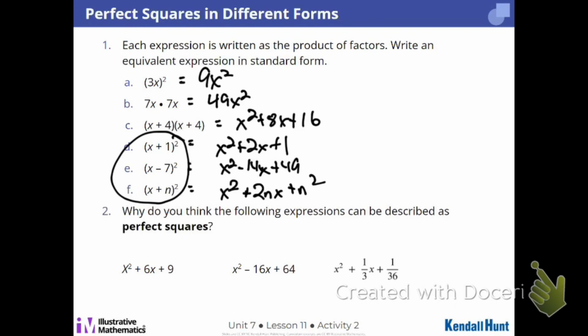Who'd like to give me what they think the first one would be? Emmett. X plus 3 squared. All right. Adds to be 6x, multiplies to be 9. Sweet. Next one, Grant. Is that x minus 8 squared? Let's check. Adds to be negative 16, multiplies to be positive 64. Check. Last one, Hatley. X plus 1/6 squared. Let's check it out. Adds to be 2/6, which is 1/3. Multiplies to be 1/36. Awesome. So I'll give you a second. I see a couple people jotting that down.